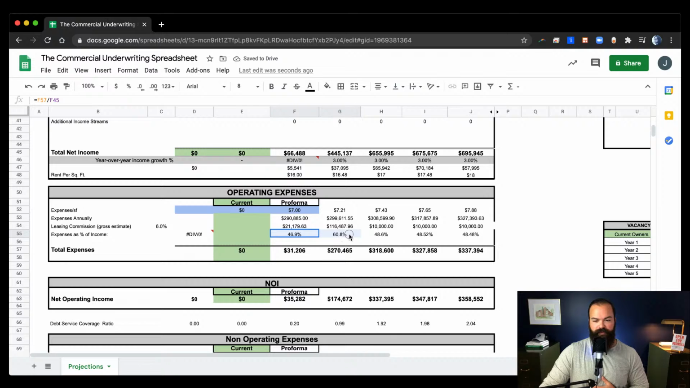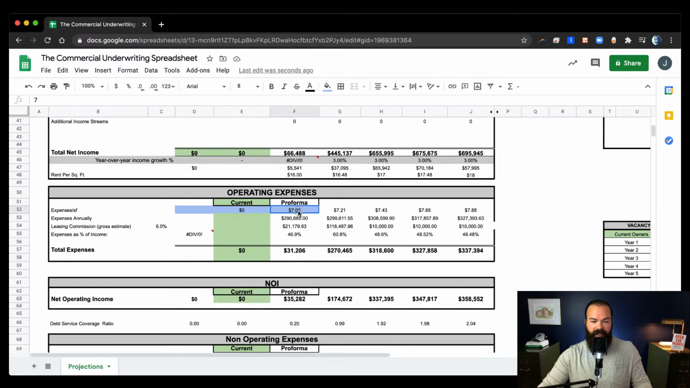So expenses as a percent of income kind of gives you a good high-level view of how we're looking. If your expenses are over 50%, it's probably really aggressive. You can see in year 2, it's relatively high. Again, that's because we're getting stabilized, and commissions are super high this year because we're getting it full. So as it should be.